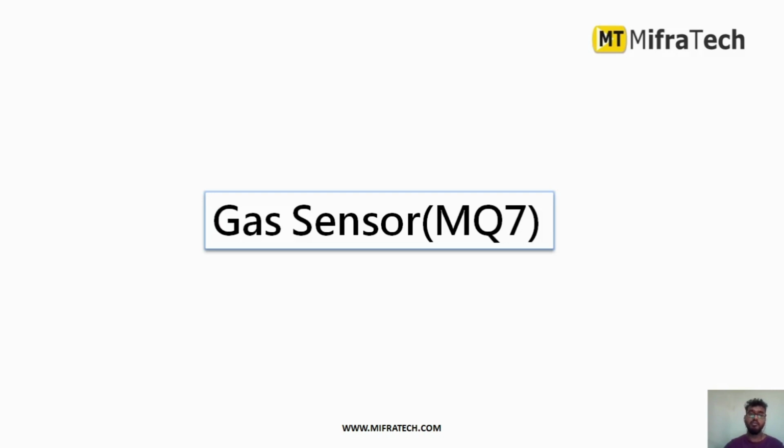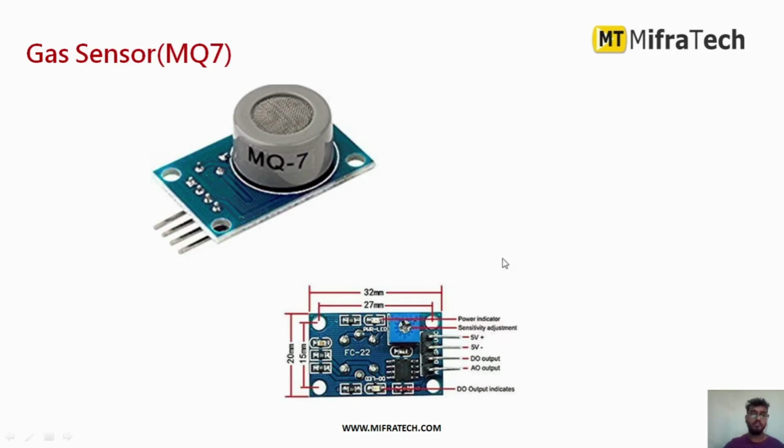Today in this section we learn about the MQ7 gas sensor, which is mainly used to detect combustible gases. This is how an MQ7 gas sensor looks. It has mainly 4 pins: 5 volts, which provides the power supply, that is the VCC pin. Next we have ground, which we connect to ground, and it gives the detected gas values in both analog and digital format.